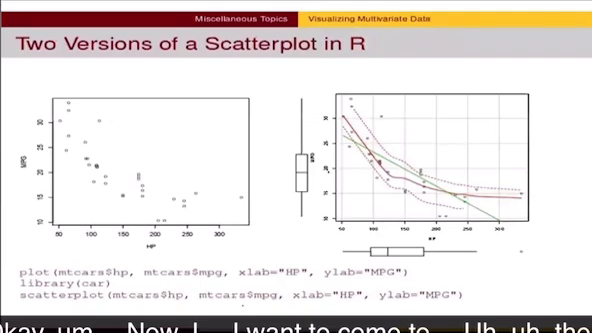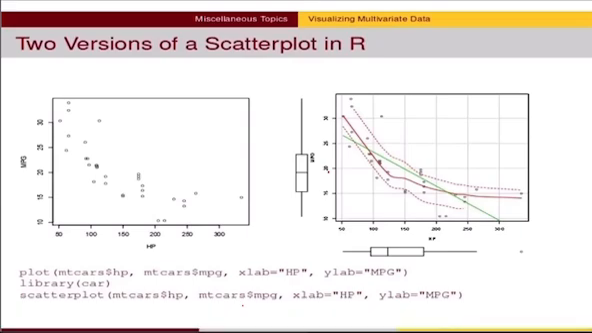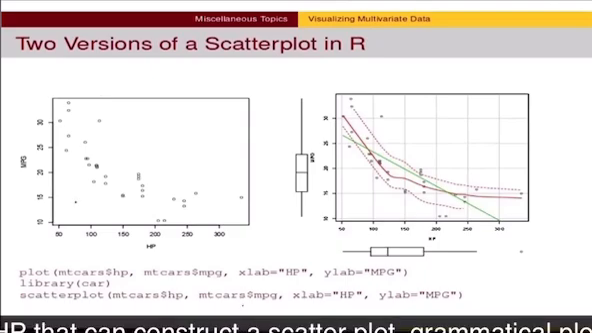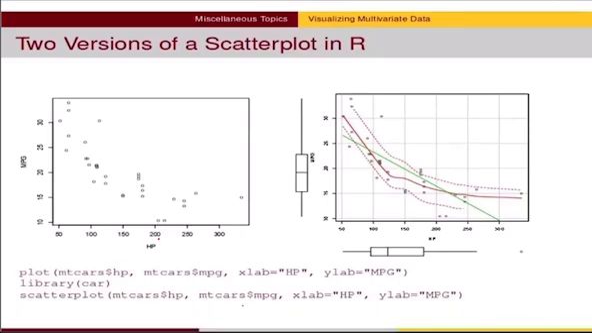Now I want to come to the last objective of the day, which I call visualizing. How do I visualize my data set? Let me tell you this: whenever you have a graphical representation, it gives a lot of story. At times I may want to study the relationship between variables. Here I want to know the relationship between MPG and HP, so I can construct a scatter plot. A scatter plot is a diagrammatical plotting of one variable against the other. Why am I interested in that?